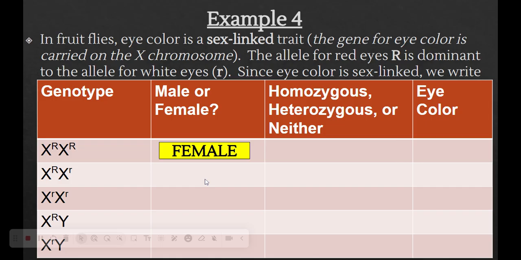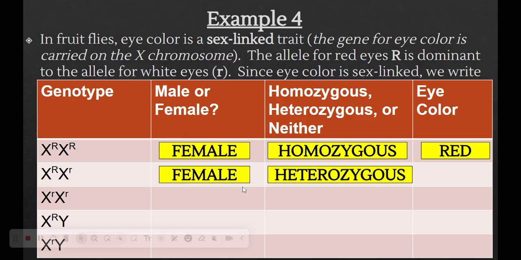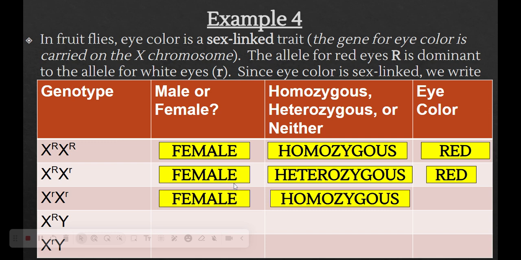So if you see XX, you know it's a female. If there's capital R, that's homozygous, and that would be red because red is dominant over white. Then you have a female here also. Now you have to designate female and male on this one because it's sex-linked. And then this would be heterozygous, and this would be a red-eyed female. This is also a female, and this is homozygous, and this would be white-eyed, which is very rare, but that can happen.